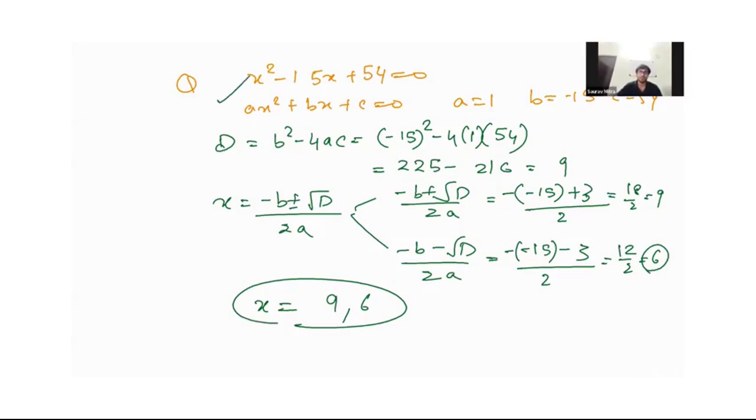So this is your quadratic formula, and here it is your discriminant. I hope you understood the topic. That's all for today's session.